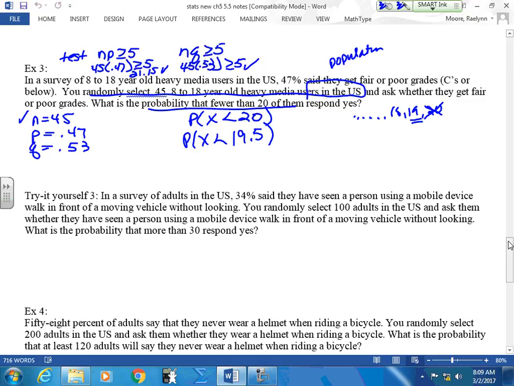Will I ever find 19.5? No. The first number that I will hit, whole number, is 19. Isn't that what I expected? So now we're good. So now we're back to our z-score.